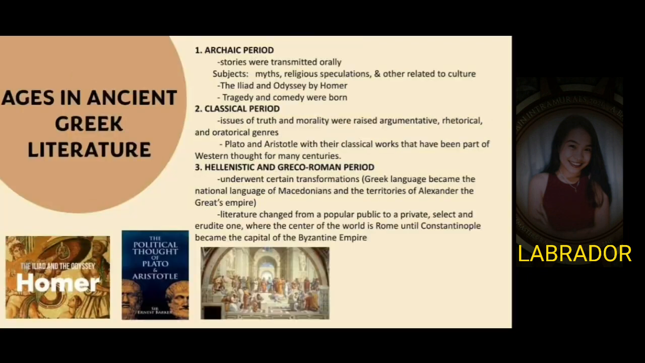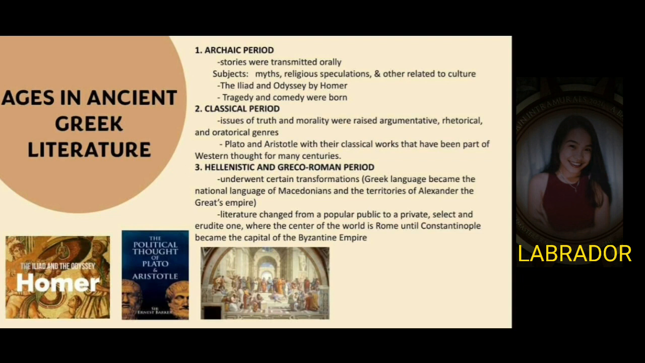Ages in ancient Greek literature. First is the Archaic period. In history and archaeology, it refers to the earliest phases of a culture. The term is most frequently used by art historians to denote the period of artistic development in Greece from about 650 to 480 BC, the date of the Persian sack of Athens.